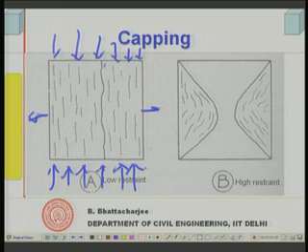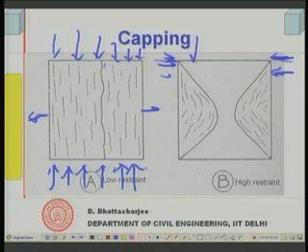Whereas, if you have a high restraint, with the same loading, now this is not being allowed, because there is a force coming from the platen, the force is coming in here, and since the material is continuous, this force which is transmitted through here will also be transmitted through some other material.